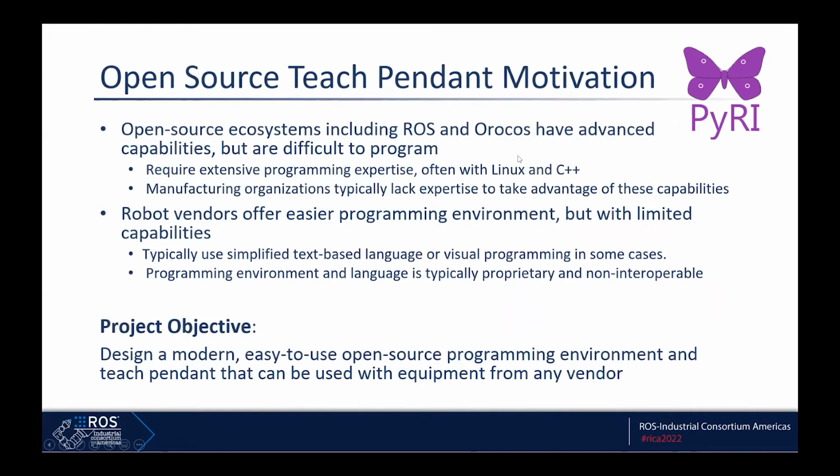Okay, I'm going to move on quickly to the open source teach pendant. So ecosystems like ROS have a lot of very powerful capabilities which are not disseminated and are very hard to use. And there's kind of a disconnect. The robot vendors offer easier programming environments, but have limited capabilities compared to what ROS has. So the goal is to take the technology that's described and create a user interface which can provide a more friendly experience that somebody who's not a highly trained engineer can use. So I'm thinking to my experience with mechanical engineers in my education, what would they be capable of understanding?